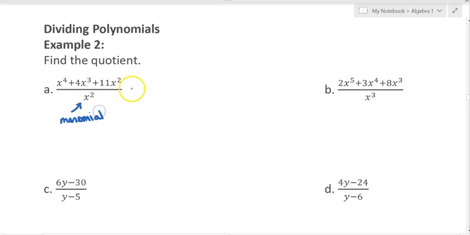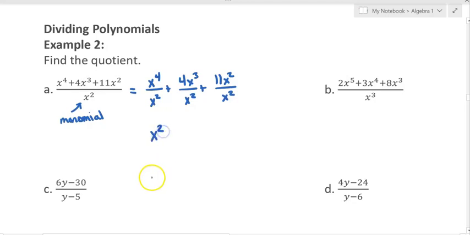So when you're dividing by a monomial, write it to where you have x to the 4th over that monomial, 4x cubed over that monomial, and 11x squared over that monomial. So when it's dividing by a monomial, I would divide each individual term by that. So now, this is exponent properties that we learned in chapter 6. X to the 4th over x squared. Remember, you subtract the exponents, you get x squared.